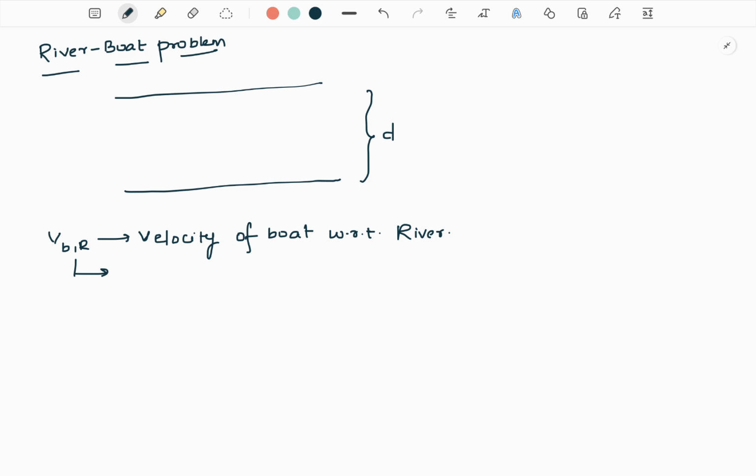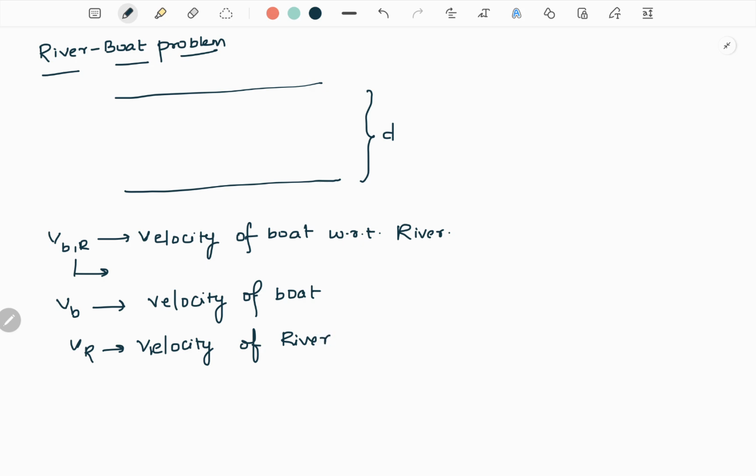that is VBR. But once you have a river, if a boat is driven in a river, apart from the velocity it has due to the engine, due to the river flow also, the velocity of the boat would be affected to a certain extent. So the velocity of the boat that it will actually have when it's driven in the river is VB, and VR represents the velocity of the river. What we mean by the velocity of the river is the velocity of water flow present in the river. Let's say water is flowing in the right direction.